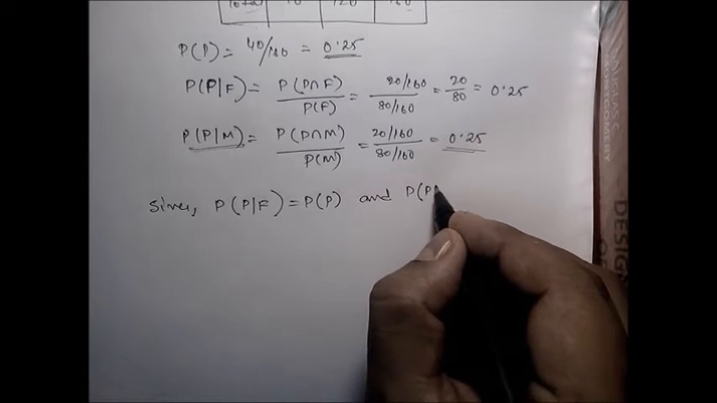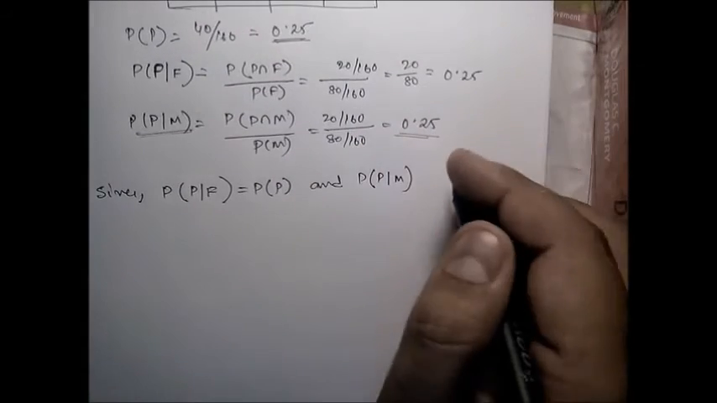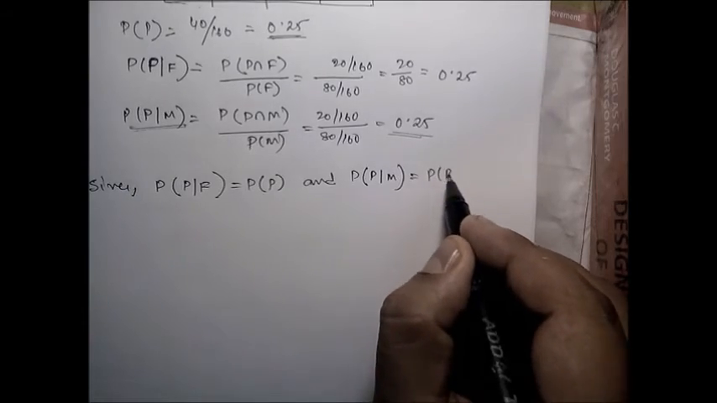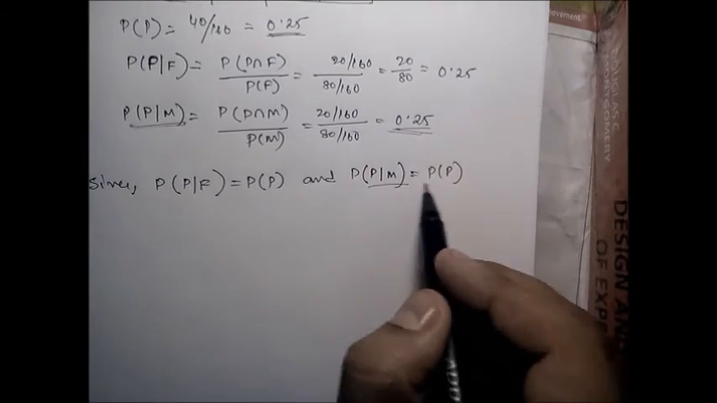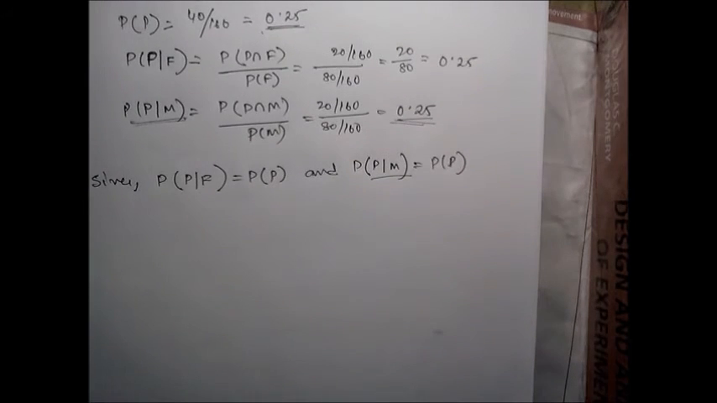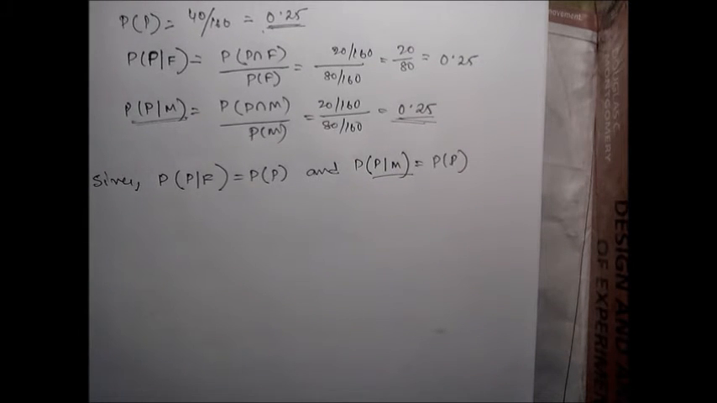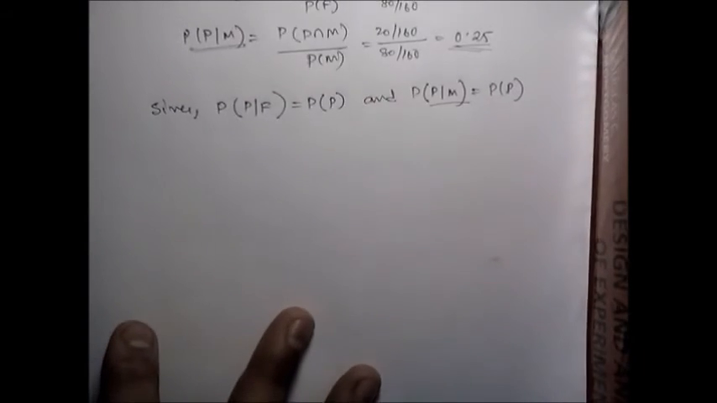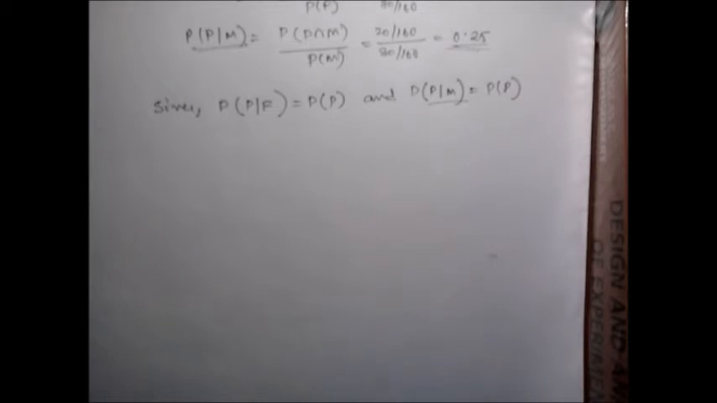Probability of player and male is equal to probability of player. Okay, so 0.5 is equal to 0.25. Hence the two variables, gender and player, are independent. So in this way you can check whether two attributes are independent or dependent. Clear?